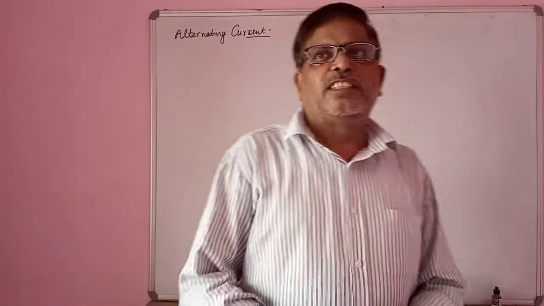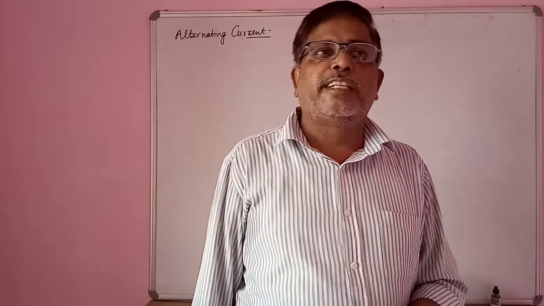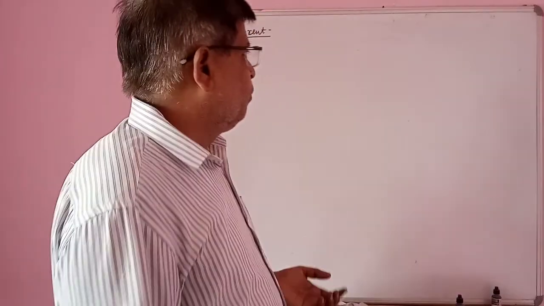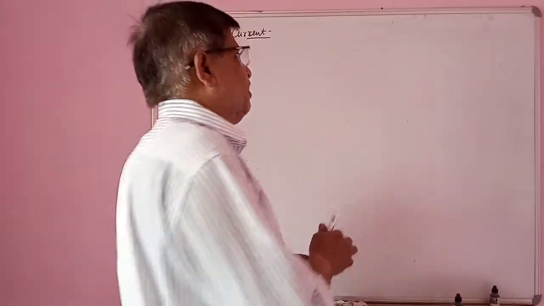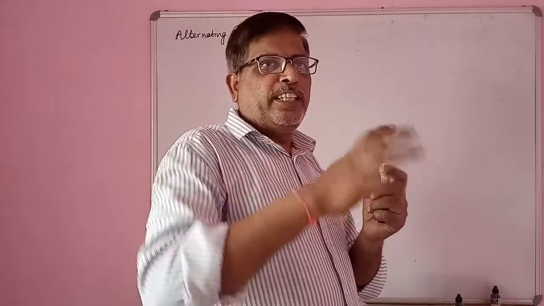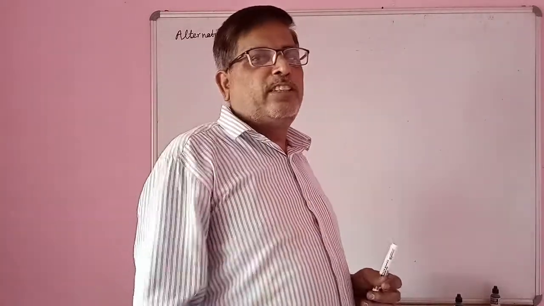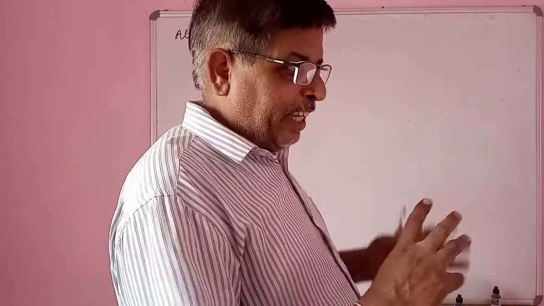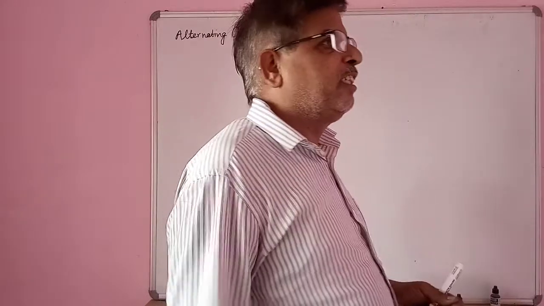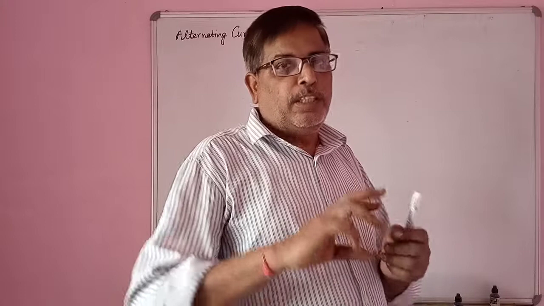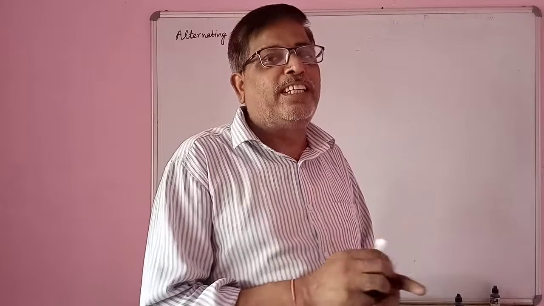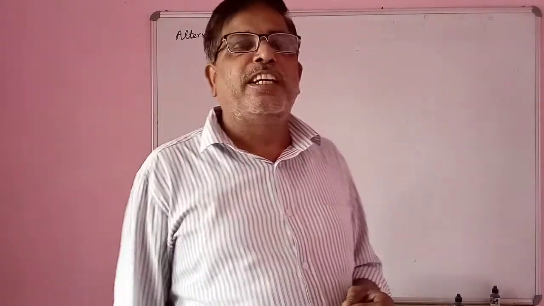In previous lectures we have already discussed the AC generator, alternating current generator. When we studied the AC generator, we saw that there is a coil which is rotating in a magnetic field, and a current is produced in the external circuit, and since its polarity alters with every half cycle, that's why this is called alternating current.